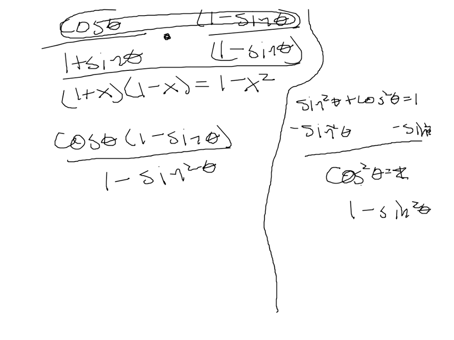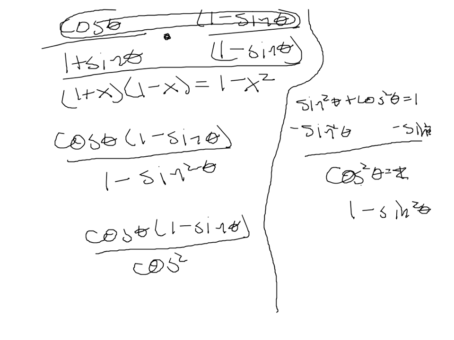So here I have 1 minus sine squared, so this is the numerator. I can replace 1 minus sine squared with what it's equal to, cosine squared. And now I can simplify on top and bottom, so the cosine on top cancels one of the cosines on the bottom, and I get 1 minus sine over cosine.